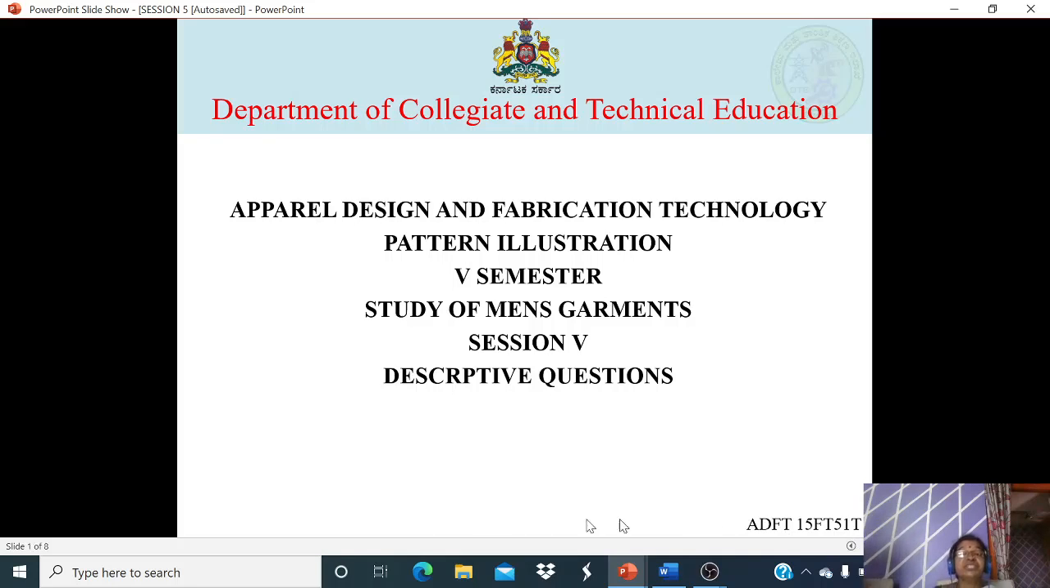In the fourth session, we have learned about multiple choice questions and we were able to identify the answers. Now we'll move on to session 5, that is tie collar, full open, full arm shirt. Now we'll discuss descriptive questions.